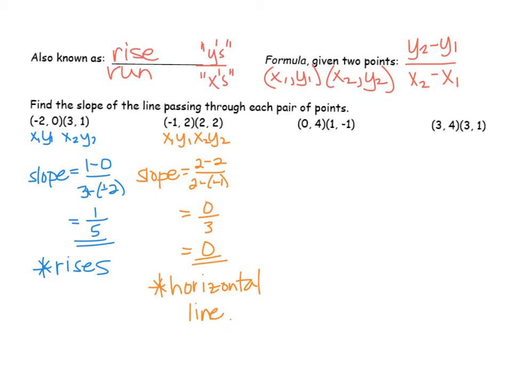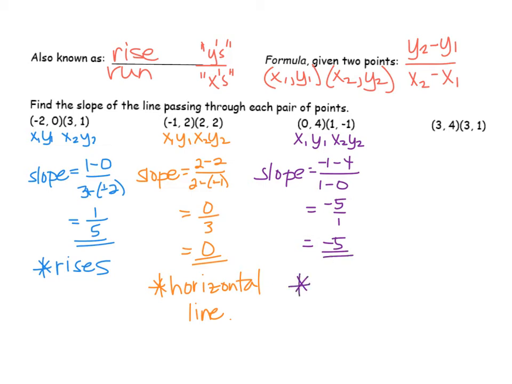The next one, 0, 4, and 1, negative 1. If we take a look at this one, 0, 4, and 1, negative 1, x1 and y1, x2 and y2. Now if we do y2 minus y1, that's negative 1 minus 4, over x2 minus x1, 1 minus 0, we get negative 5 over 1, which simplifies to negative 5. So from left to right, this line has a pretty steep slope and it would fall on the graph.